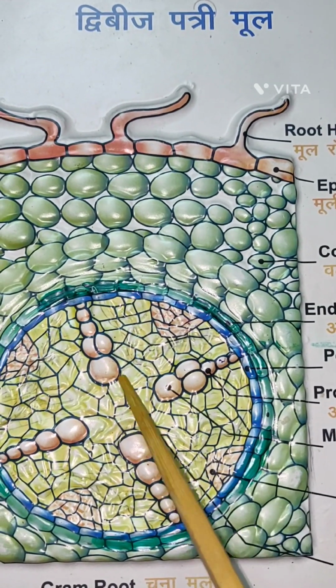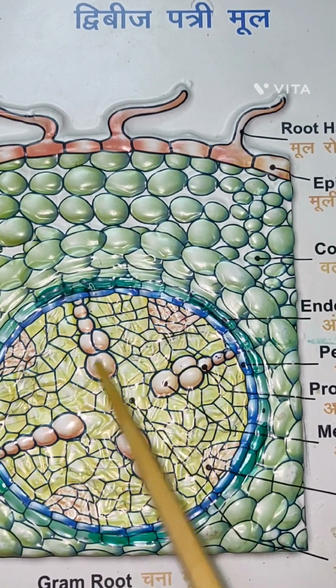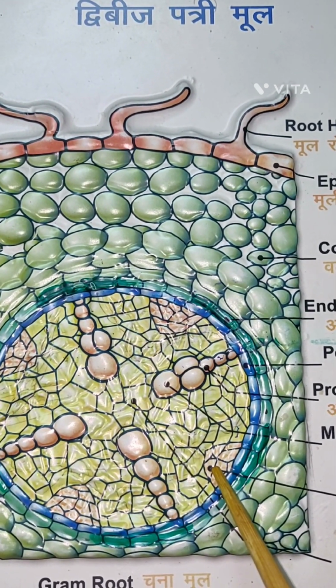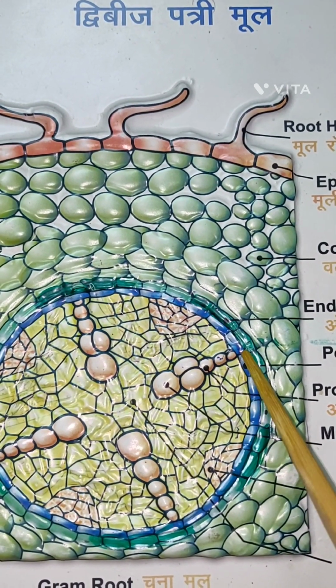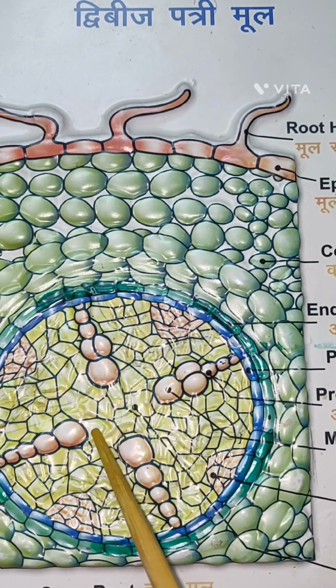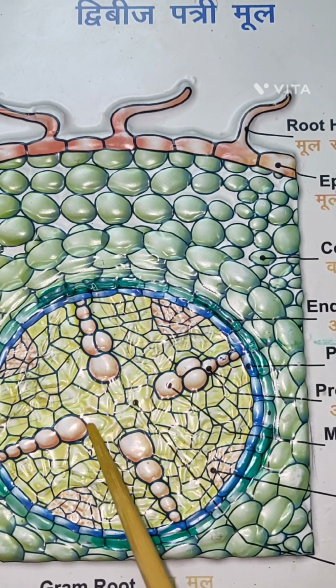So the number of xylems are 1, 2, 3, 4. Phloems are 1, 2, 3, 4. So tetrarch condition, diarch to tetrarch condition will be there. And protoxylem outside, metaxylem inside. So this is called exarch condition. Medulla or pith is very less.